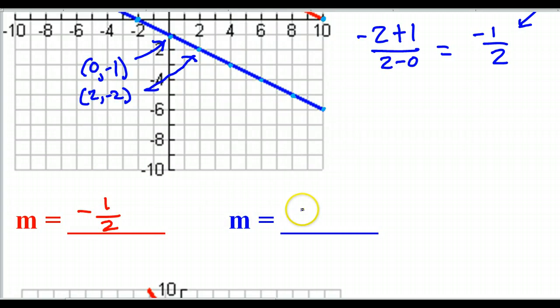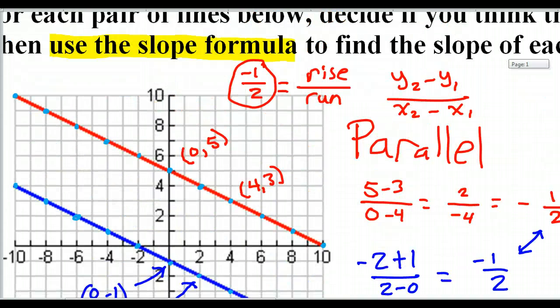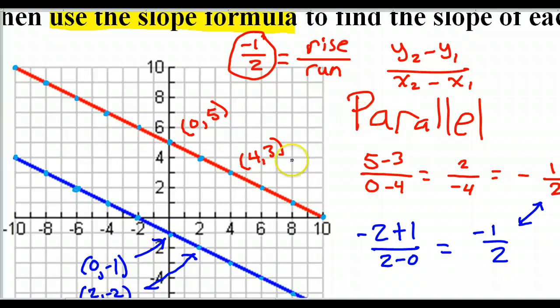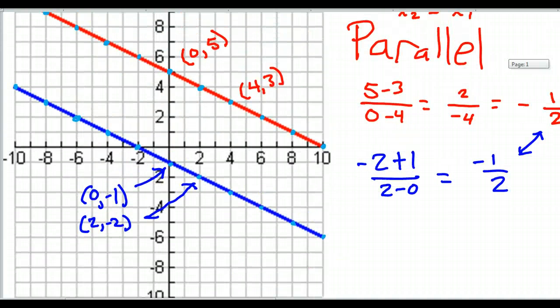So -1/2. Alright, so in this case the lines were parallel, and when we did the math, the slopes came out to be the same thing. We'll have to continue on and see if that will always be true.